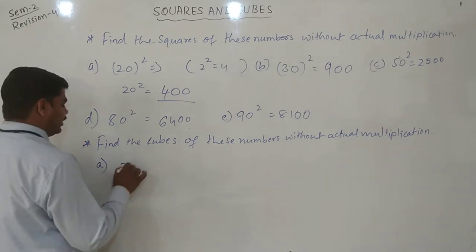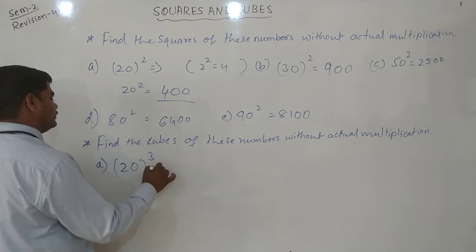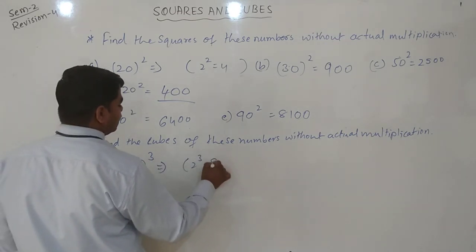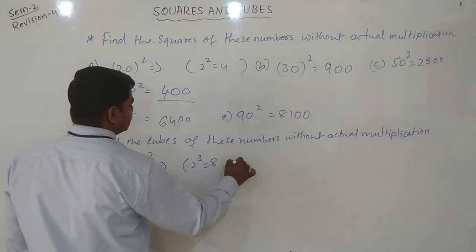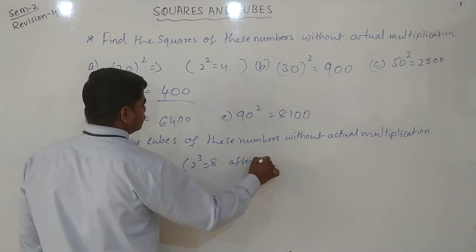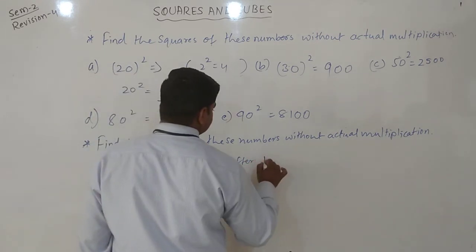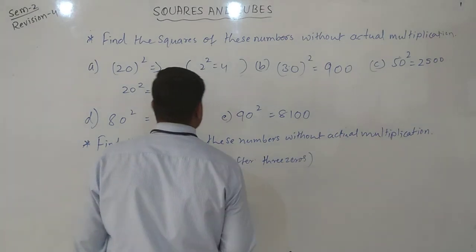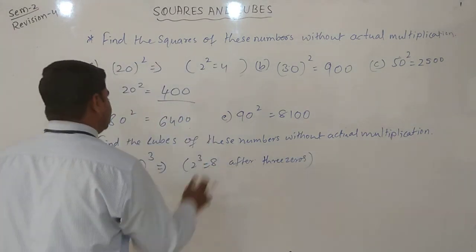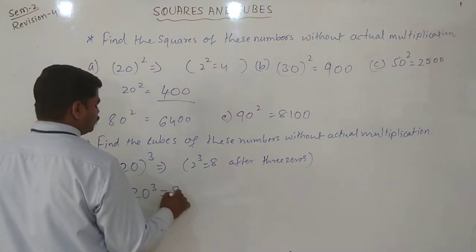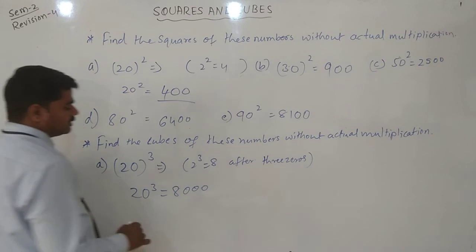Here 20 cube is nothing but 2 cube is what? 2 cube is 8. 8 after 3 zeros. Here 2 zeros in a square, here 3 zeros in a cube. Then we can write 20 cube is equal to 8 and 3 zeros, 8000.